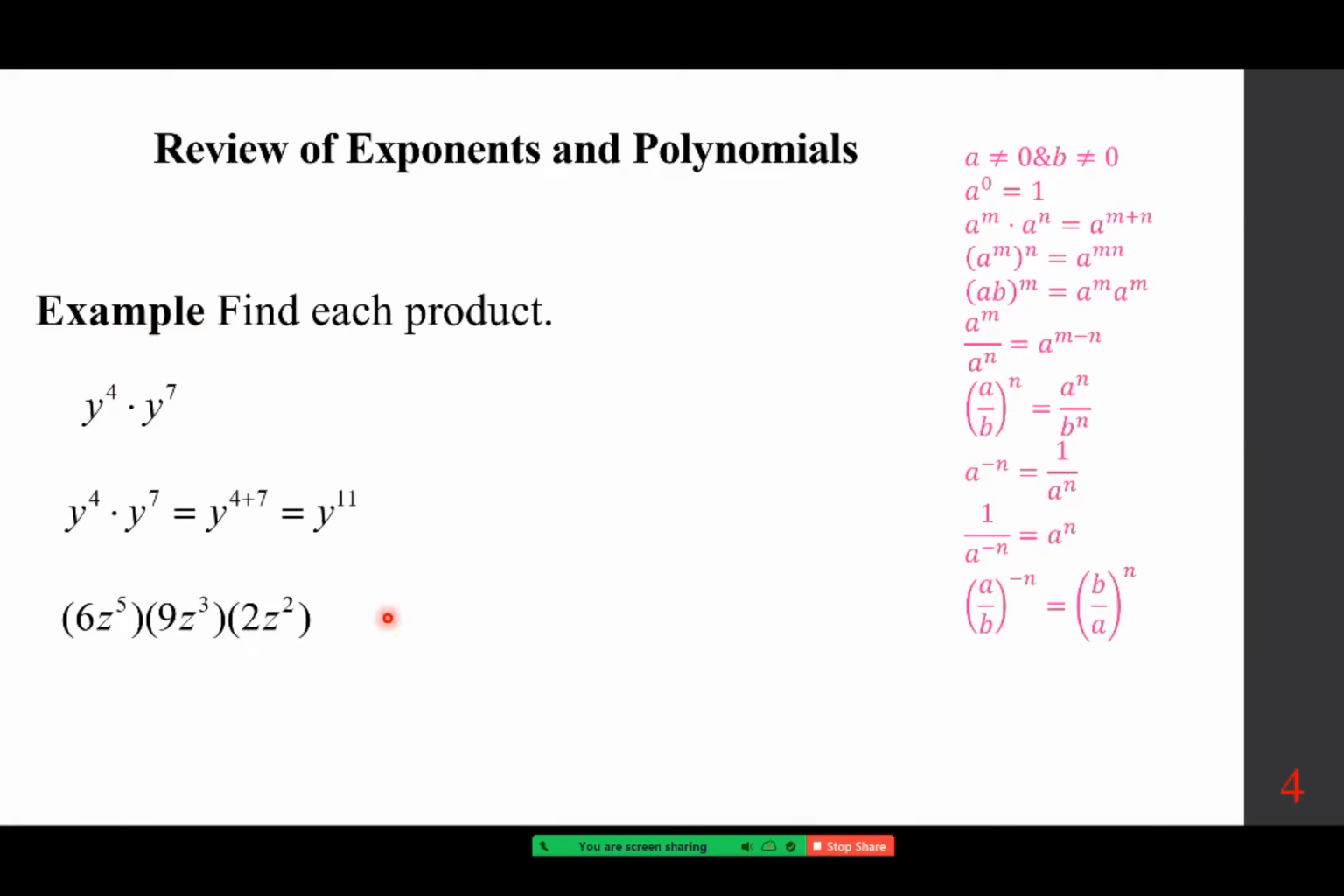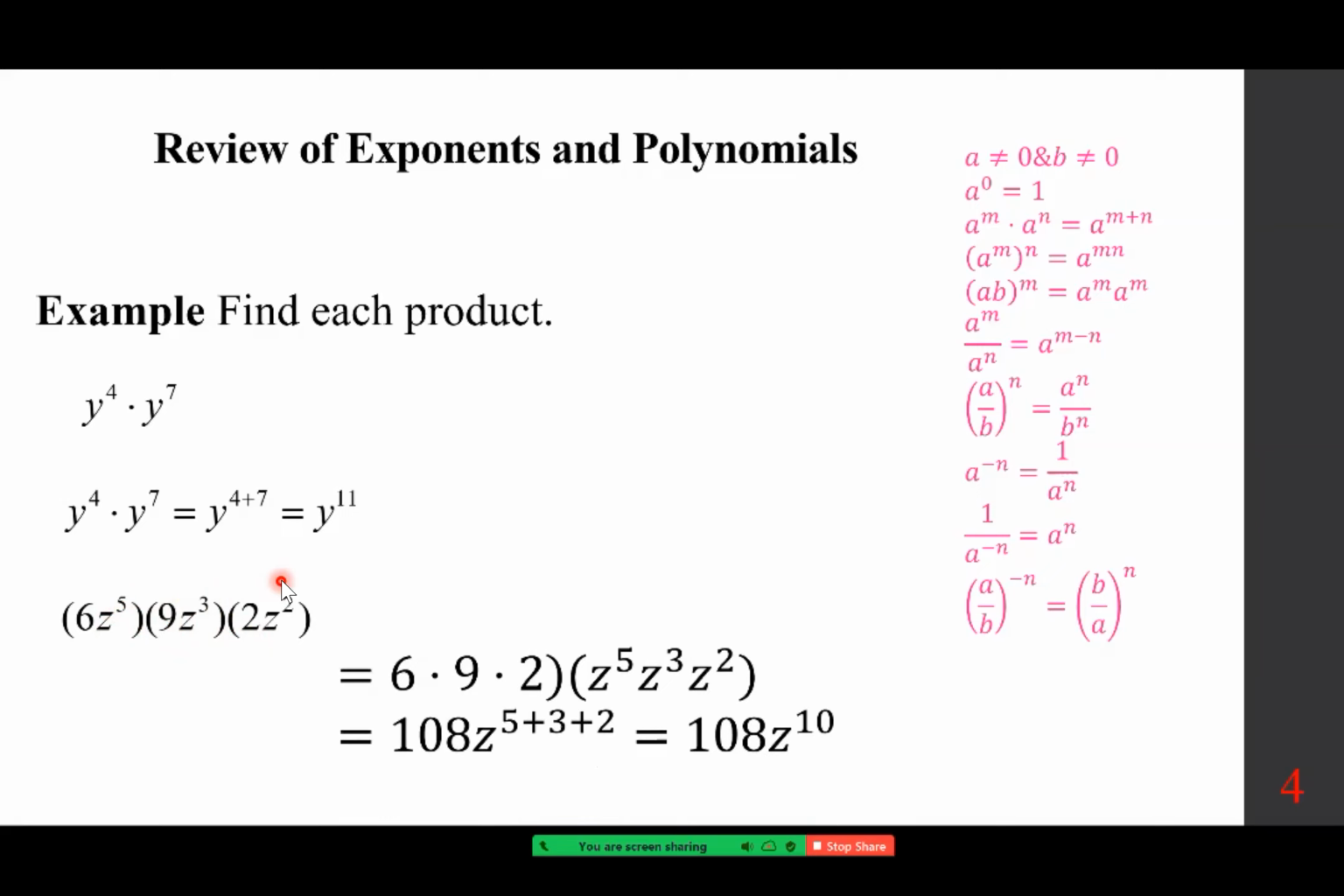If we are multiplying those, we multiply 6 and 9 and 2. We multiply the numbers. 6 times 9 is 54, times 2 is 108. Then z, we add up 5, 3, and 2. So 108 z to the power of 10.